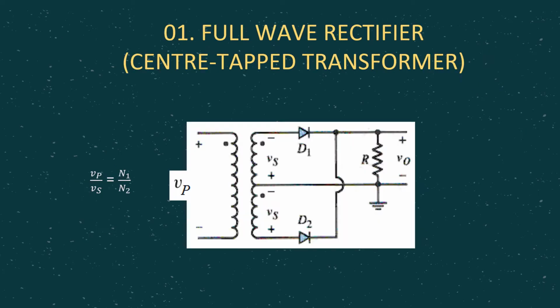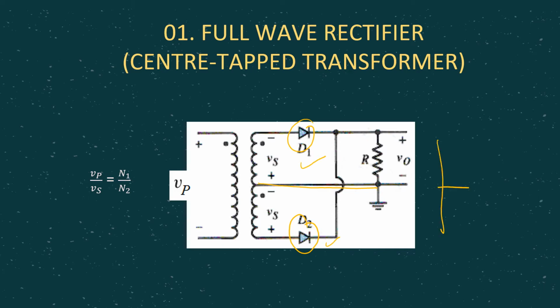For the first subtopic, full wave rectifier with center tap transformer, there are two things that you need to observe. The first is the number of diodes: you see two diodes in the circuit. Another thing to notice is that the transformer is tapped at the center. Then it looks like we have two loops here. The first loop involves D1, the second loop involves D2.